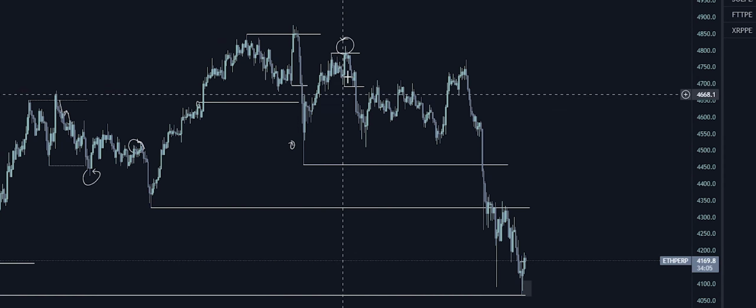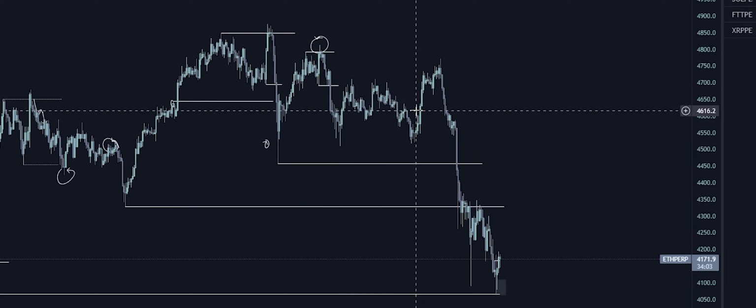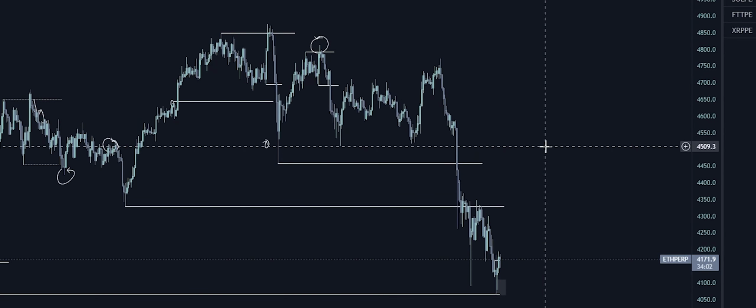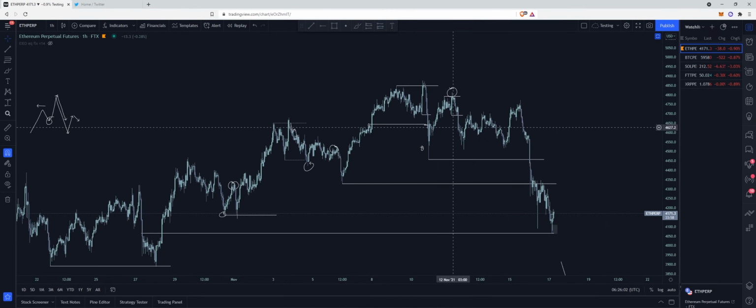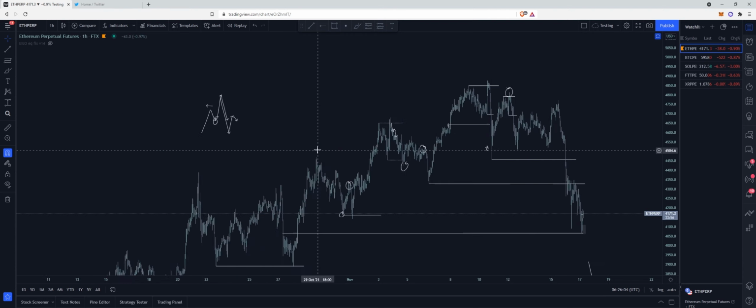Then once we retest, we form the same pattern again. Break below, and then once we retest, we form the same pattern again. So it's pretty obvious that market participants are starting to let go of their long positions.